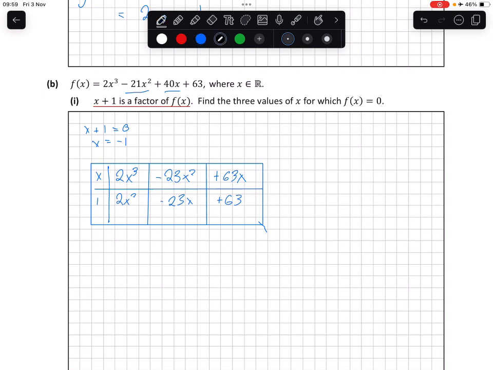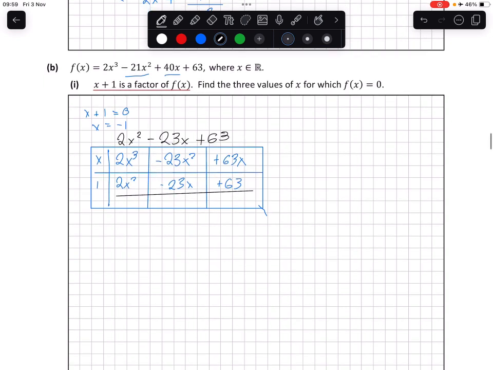So in the end, what we're going to have is that when you divide f of x by x plus 1, we have 2x squared minus 23x plus 63. So we take these three bottom numbers here. Now, when we divide a function by one of its factors, it'll give us the other roots. In this case though, it's giving us a quadratic. So we have 2x squared minus 23x plus 63.